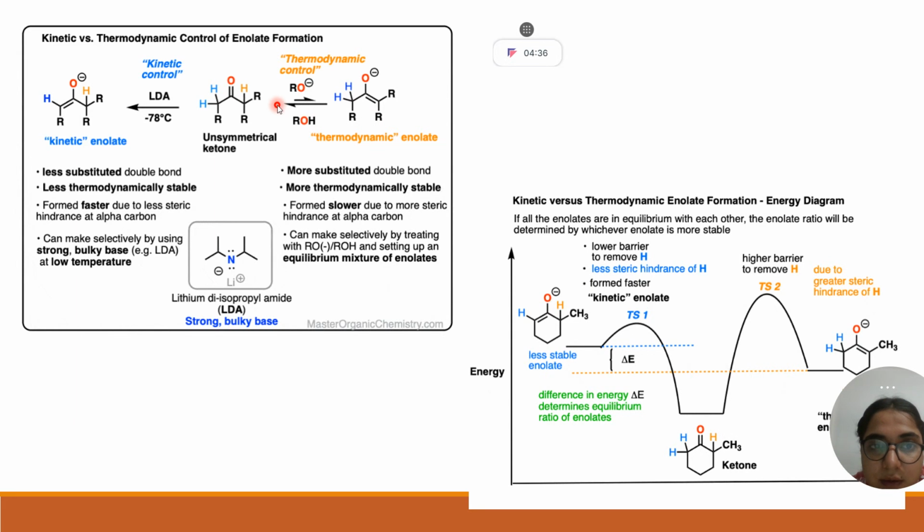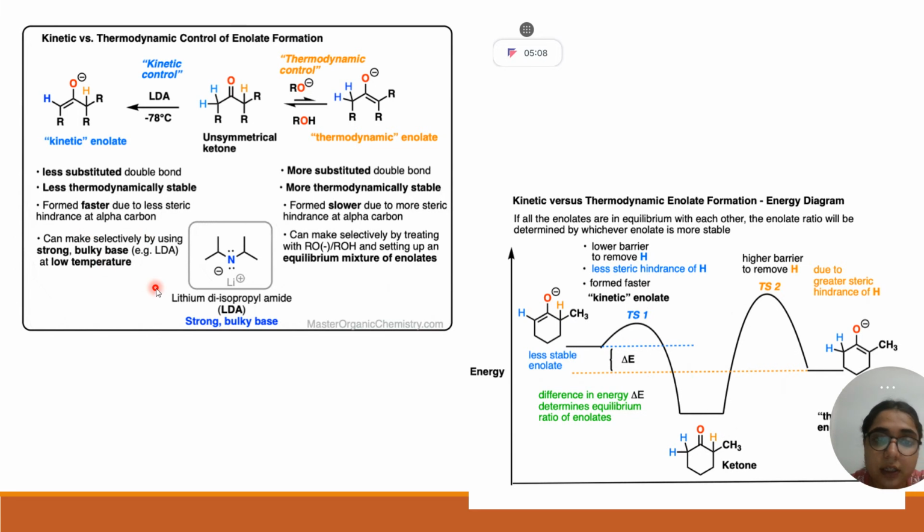Why is the arrow bigger towards the ketone? Because we know that the keto form is in general more stable than its enol form, right? Because C double bond O is a stronger bond than C double bond C. Till this point clear? Everything kinetic, thermodynamic, these are the conditions listed. Students, for the kinetic product, the less substituted double bond is less thermodynamically stable. They are formed faster due to less steric hindrance at the alpha carbon.